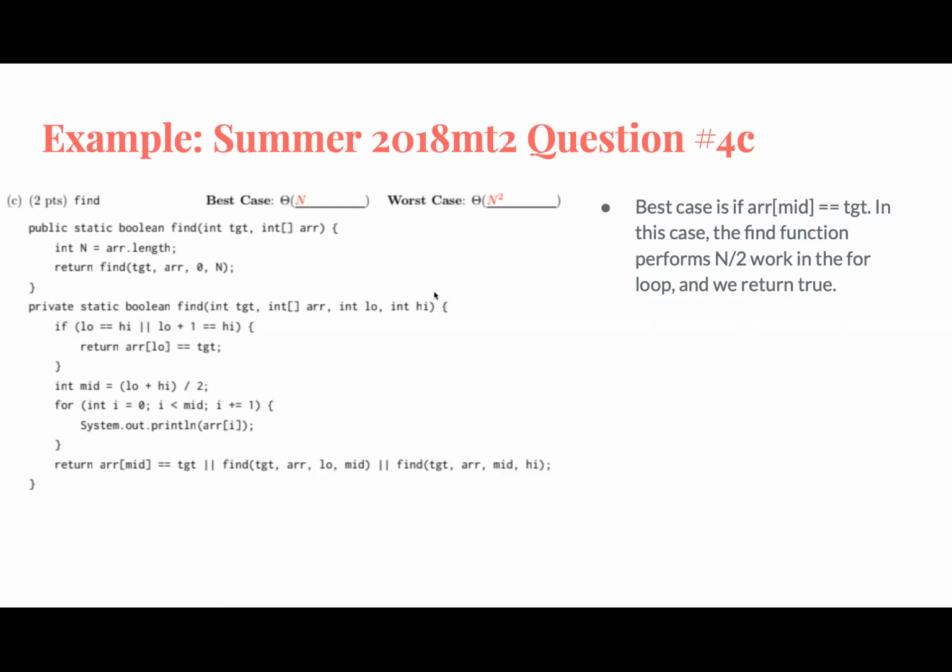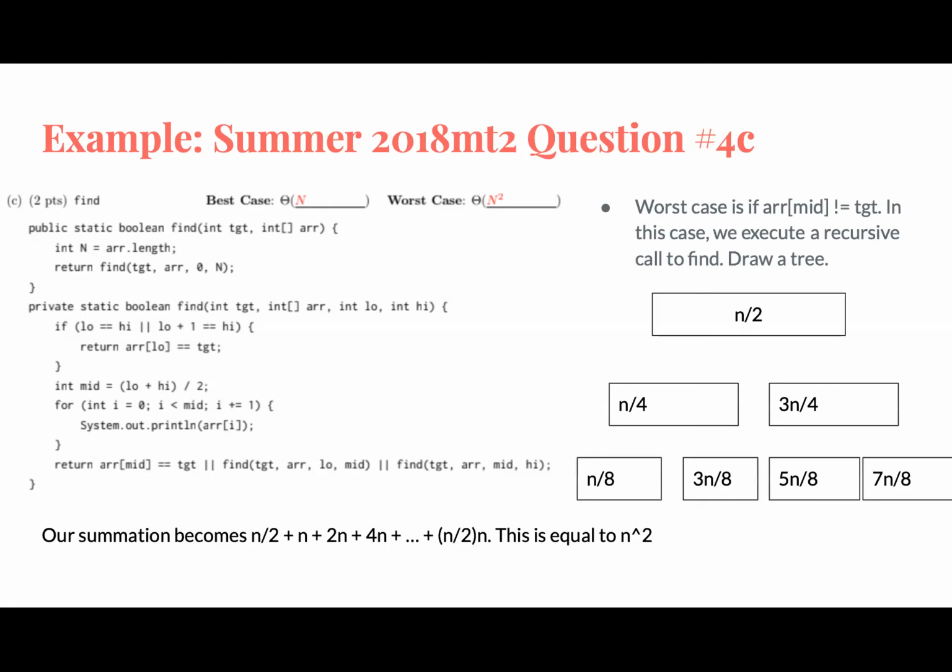And then next slide. All right, now let's go to the worst case. So our worst case is if array of mid is not equal to target. So in this case, that statement is always going to be false. So now we want to execute our recursive calls to find.